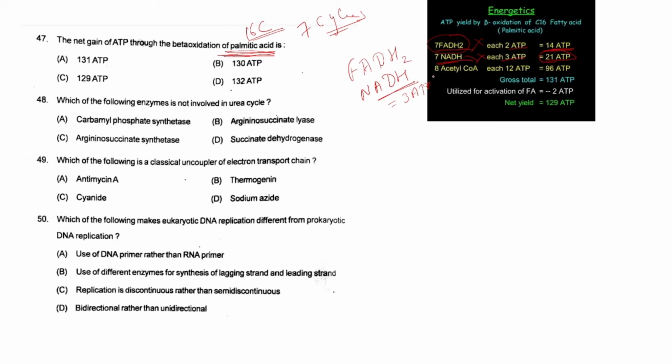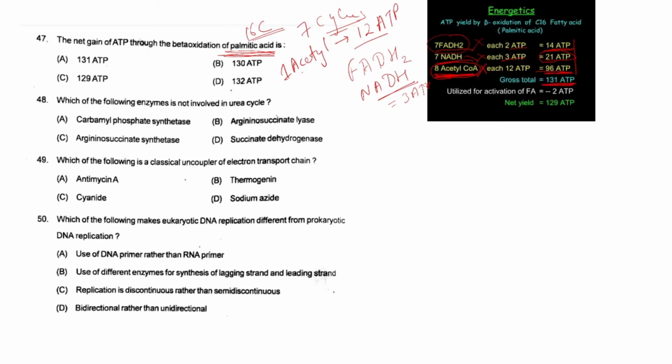And what else are we getting through beta oxidation? 8 molecules of acetyl coenzyme A. We know that one molecule of acetyl coenzyme A, when it enters our Krebs cycle, yields 12 molecules of ATP. So when we are getting 8 molecules of acetyl coenzyme A through beta oxidation, how many molecules of ATP will be generated? 8 into 12, that is equal to 96 ATP. When we are totaling it, we are getting 131 ATP.